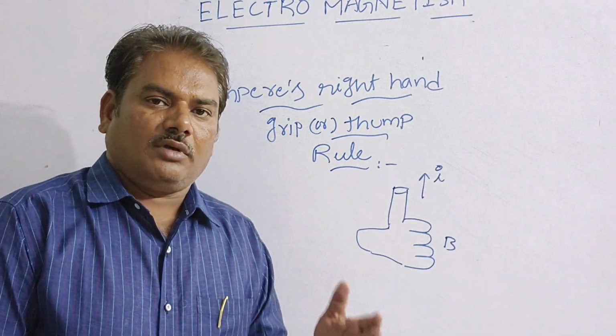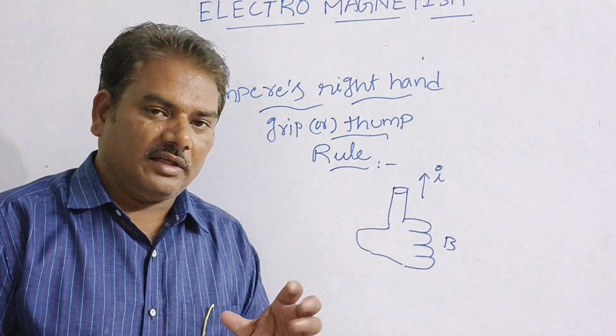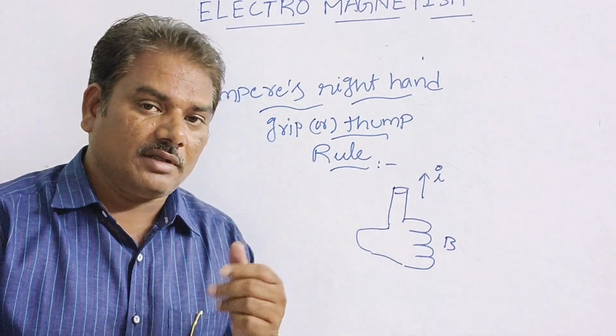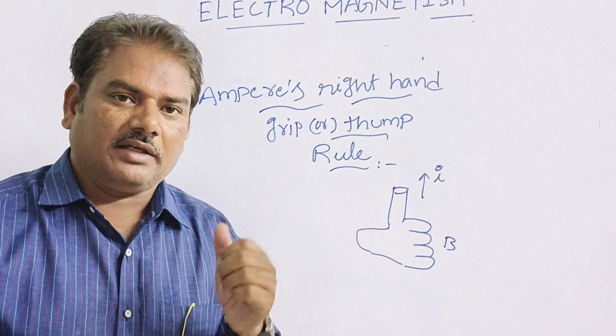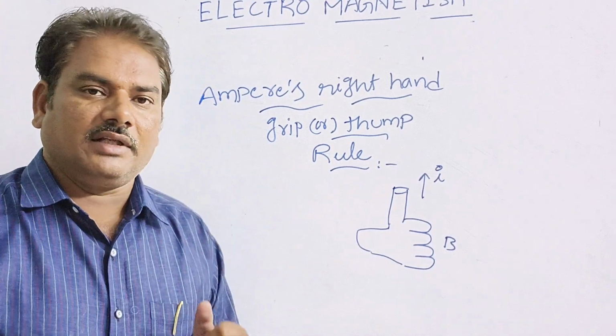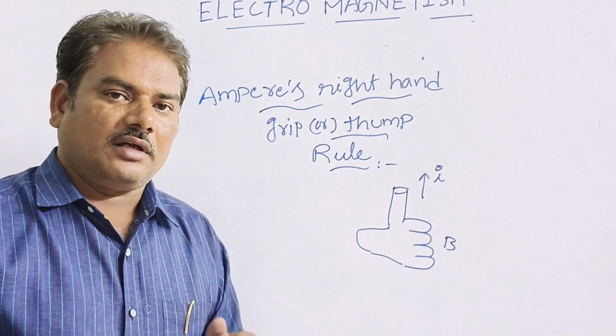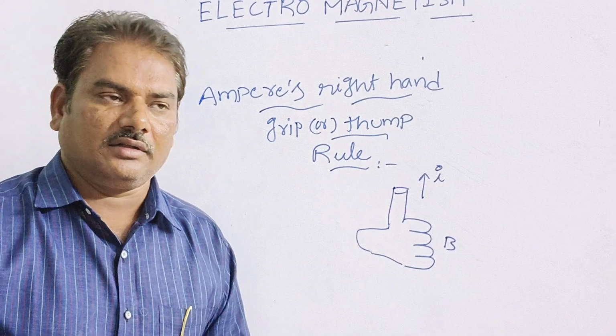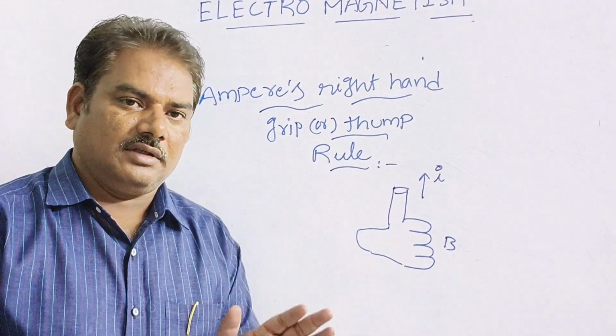Next we discuss magnetic lines. Magnetic lines are imaginary lines. But what are their properties? What is magnetic field? What is magnetic flux? What is magnetic flux density? What is the force on a charge? What is the force on a conductor? Later we will discuss those topics in the next video.